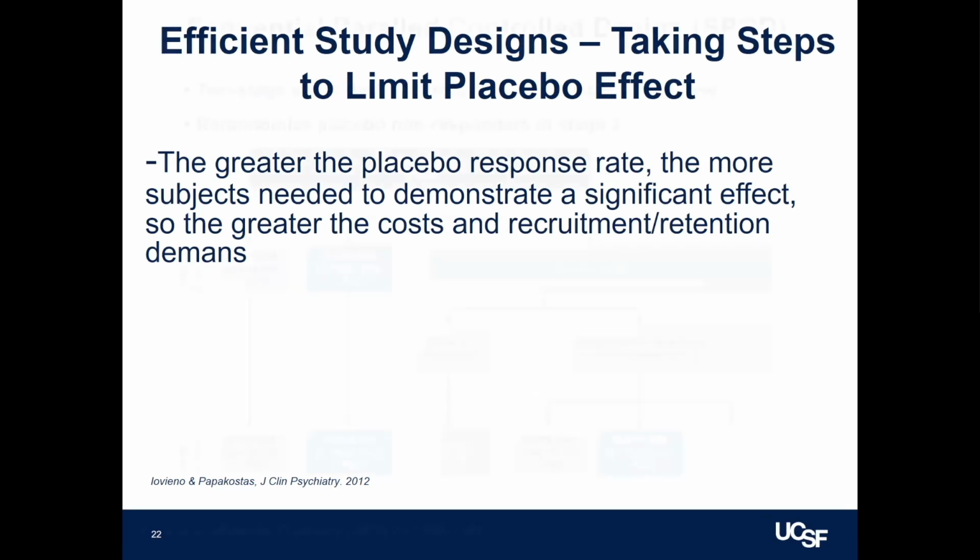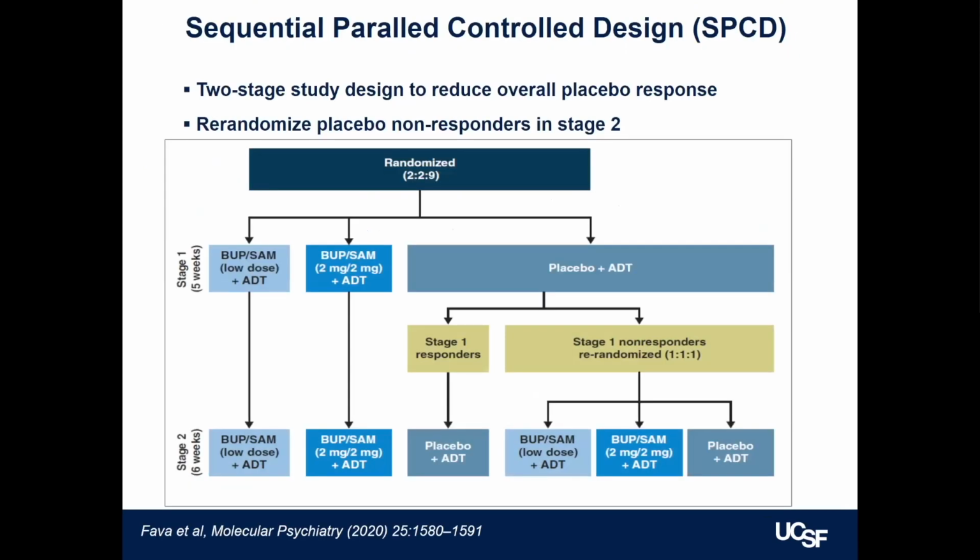And so people have tried to take some steps. I'm just going to mention one. And this is the sequential parallel control design. And boy, does it look crazy. But the simple thing of it is that you have a first stage where you give people a drug versus placebo. In this case, it's buprenorphine samidorphan, a combination which was being used for depression. They looked at 2 dosages and placebo.